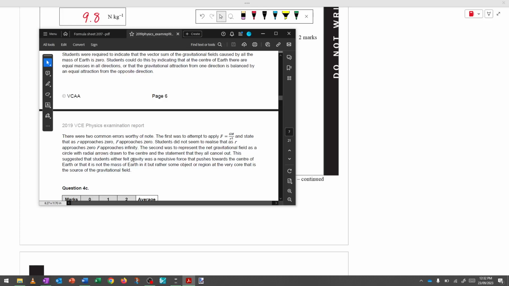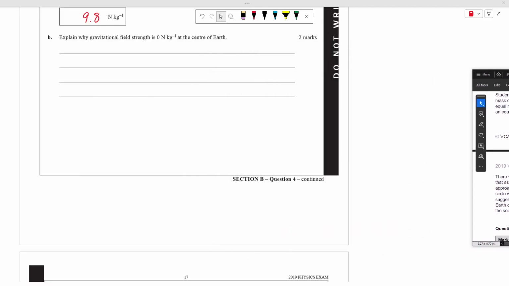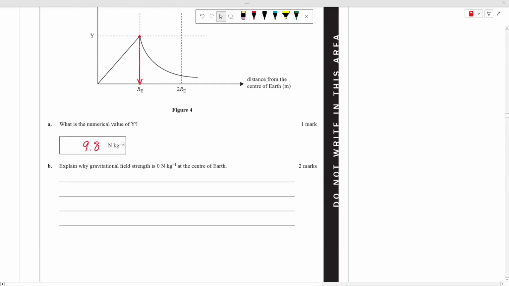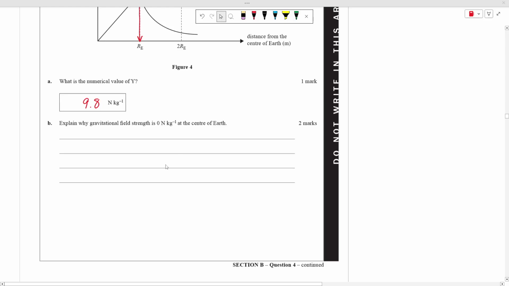This suggested that students either felt gravity was a repulsive force that pushes towards the center of the Earth, or that it is not the mass of the Earth in it, but rather some object or region at the very core that is the source of the gravitational field. This is actually a really nice problem that you can do using some calculus. It's out of the scope of the course, but it does show you why it drops off linearly. But I'll just say, R equals, refer to report. There we go.